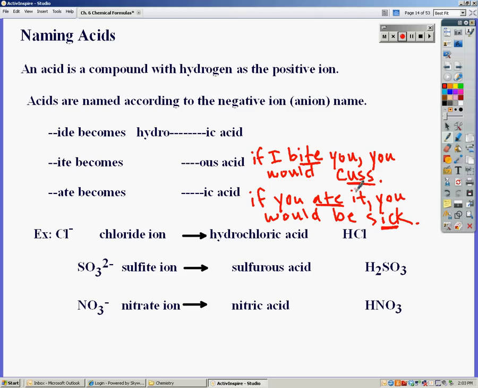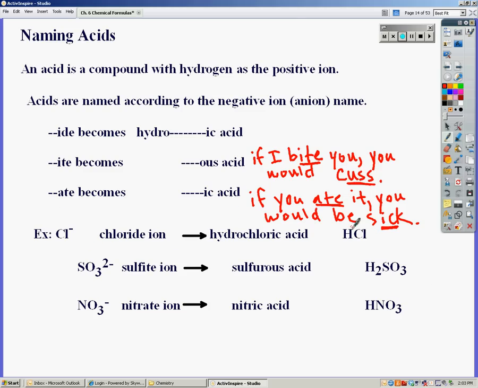That's just a silly way that I tell the kids to help them remember. If I bite you, you would cuss. "Ite" becomes "us." And if you ate it, you would be sick. "Ate" becomes "ic". Okay, so here's some examples.